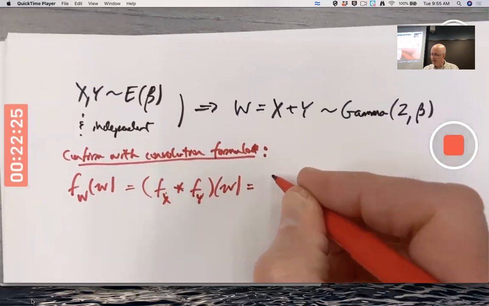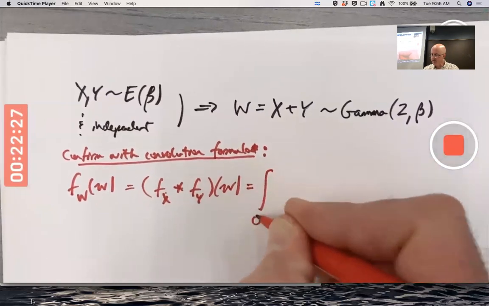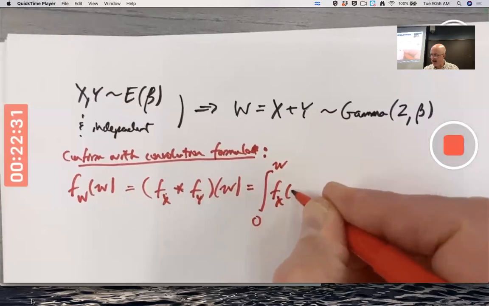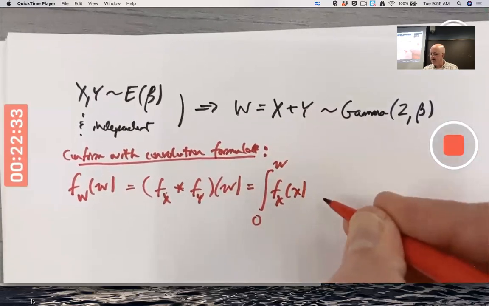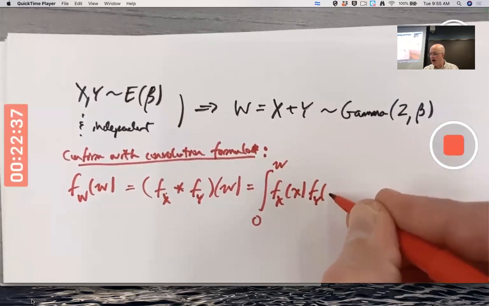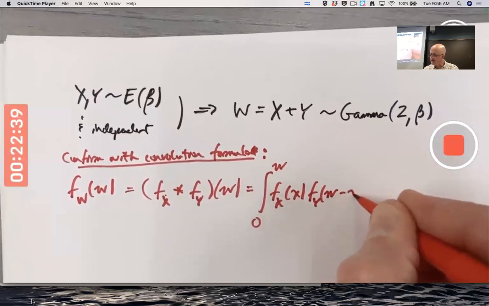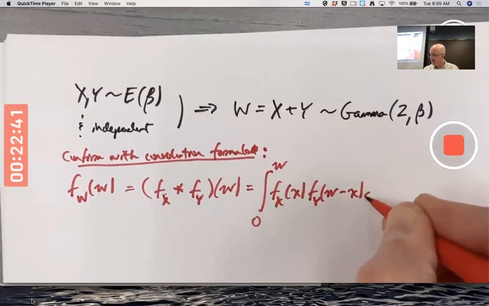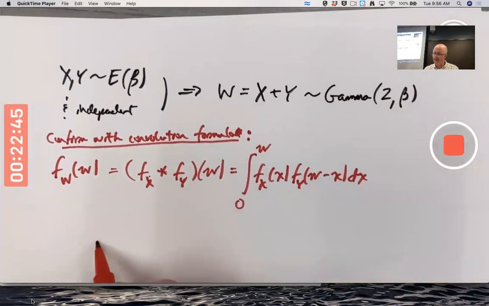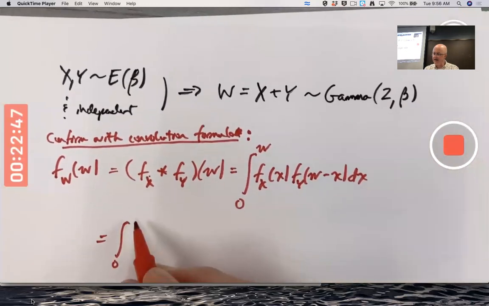And the formula from the previous page is that I do the integral from 0 to w of little f sub x evaluated at x times little f sub y evaluated not at x or y, but instead at w minus x. Integrate with respect to x. And this turns out to be an easy integral to do.